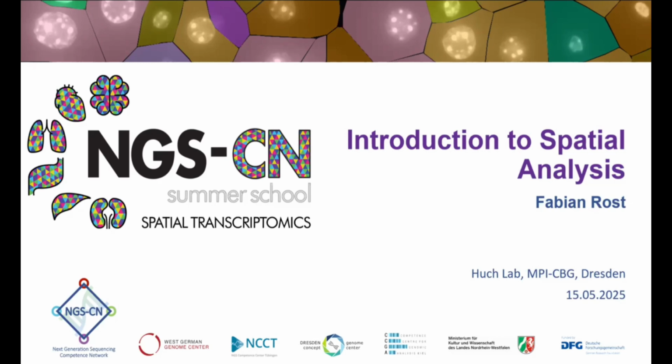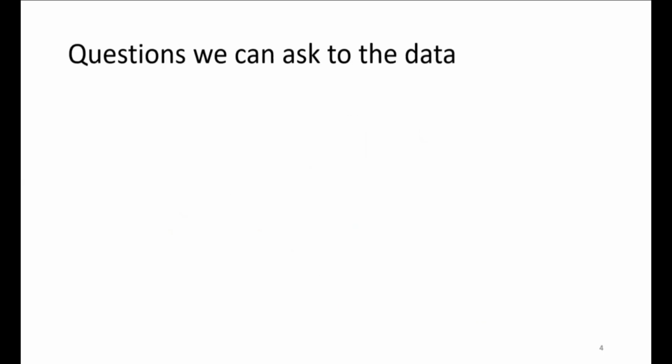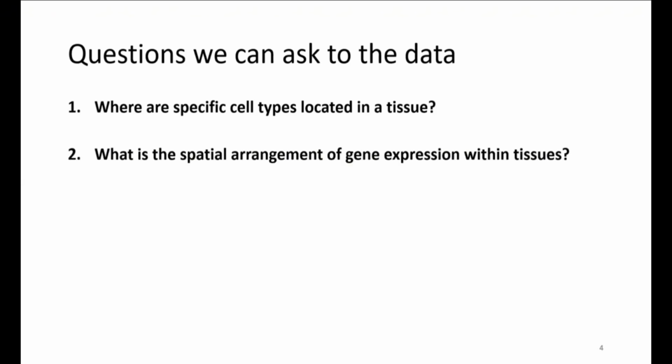All right, spatial transcriptomics. I have a slide on why we might want to use spatial transcriptomics instead of single cell, but I think I don't have to go through that. Juli did a wonderful job in explaining that. Maybe I want to point out some questions that we can specifically ask of spatial sequencing data. Of course, where are specific cell types located in a tissue? Spatial location, that's what it's all about. But also, what is the spatial arrangement of gene expression within a tissue? It's not necessarily directly related to cell types.